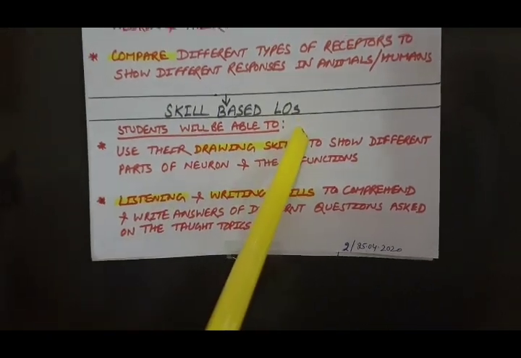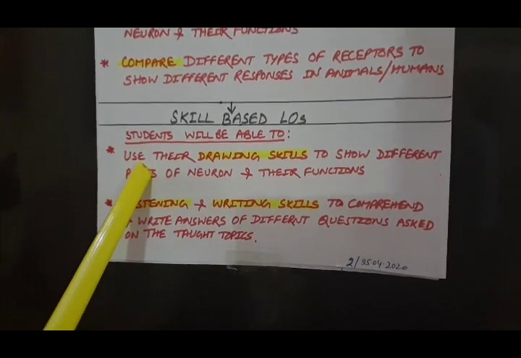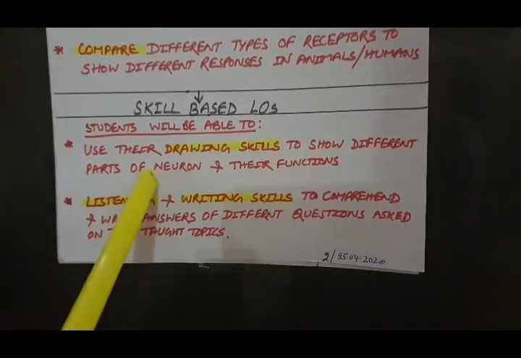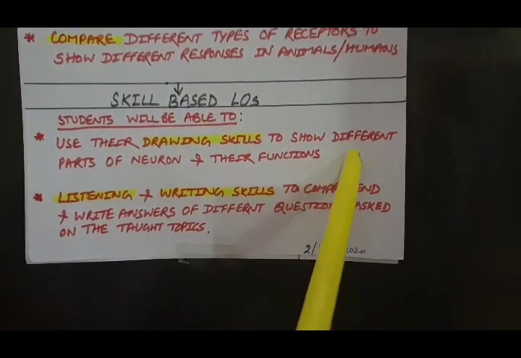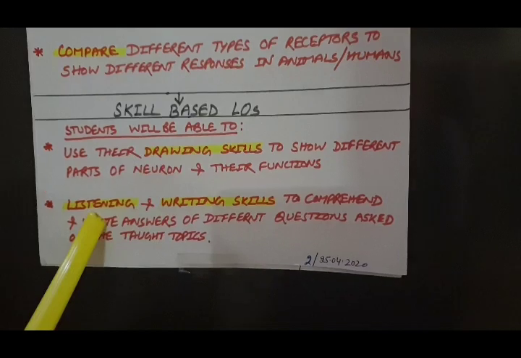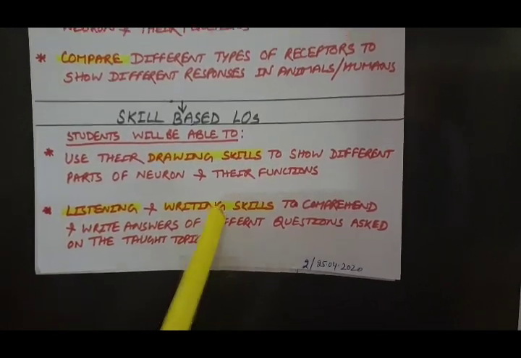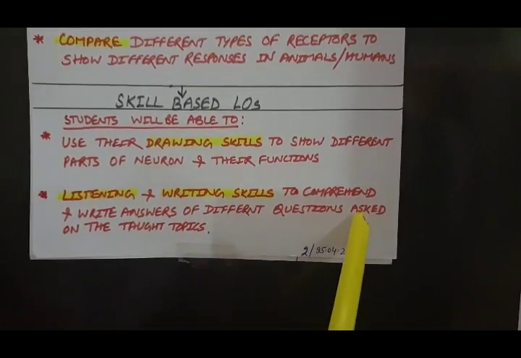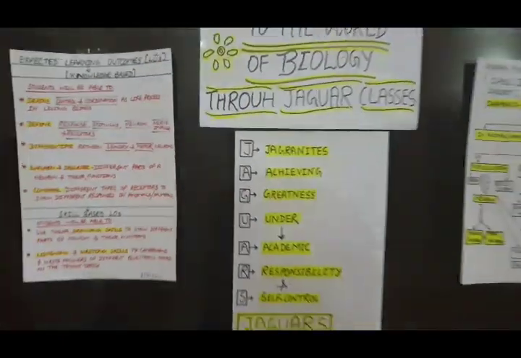Skill-based learning outcomes that will be covered after today's class. You will be able to use your drawing skills to show different parts of neuron and their functions with the help of a neat and labeled diagram. You will also be able to utilize your listening and writing skills to comprehend and write answers of different questions which are asked on the taught topics in today's class.